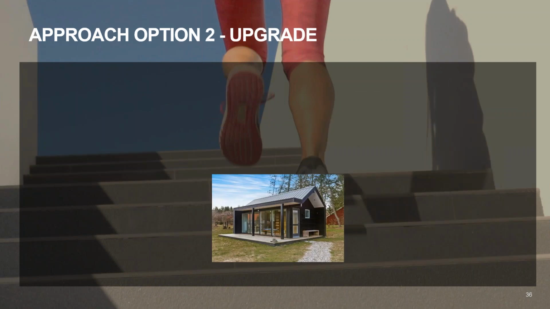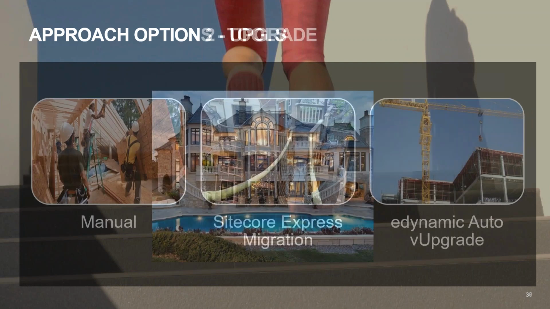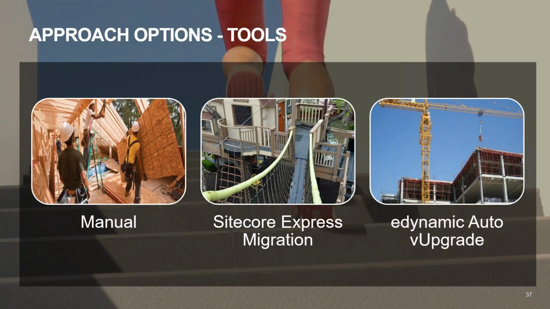Talking about the second approach, say we build the new house on top of the current house itself. This is typically done by a step-by-step process, keeping the existing customizations, integrations, etc. intact. Talking about the tools here, a manual approach has been the traditional way people have been doing it, but this is really the most tedious and prone to a lot of human errors, of course. You must have heard about Sitecore's Express Migration tool. That tool really follows the migration approach that we just discussed.